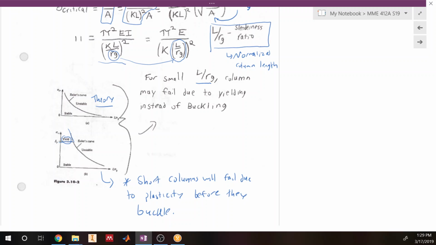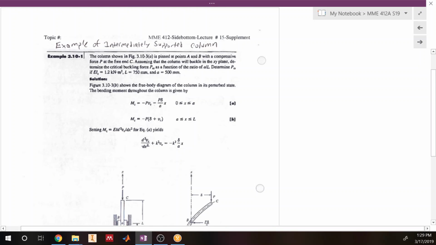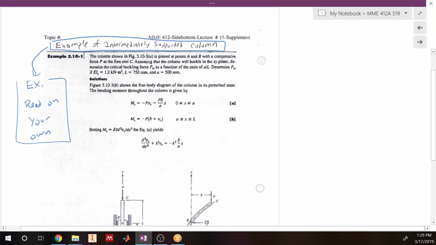And then the last thing in this video is that we have another example. An example, read on your own. All right, and this deals with an intermediately supported column. All right, so just read this on your own, and that concludes video 1.